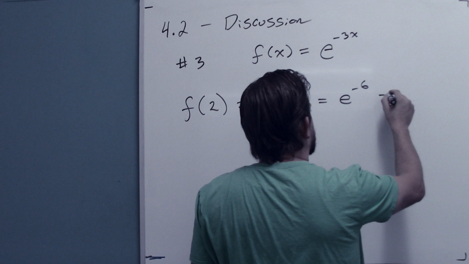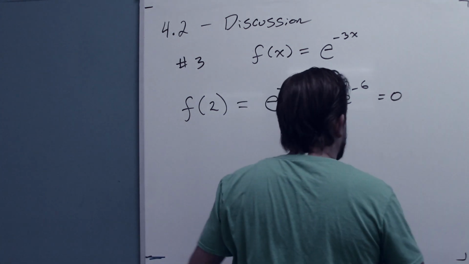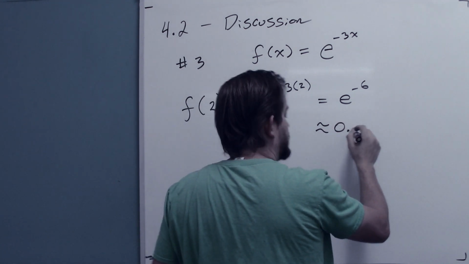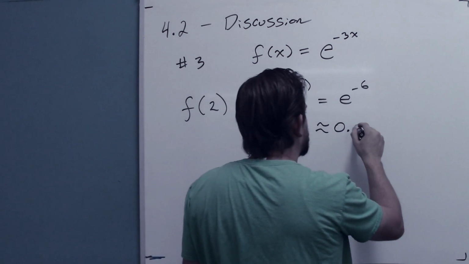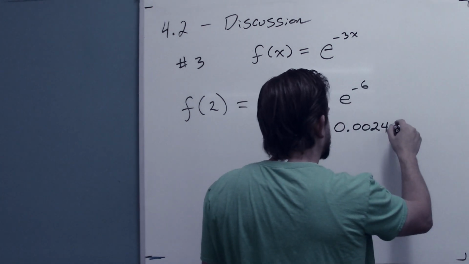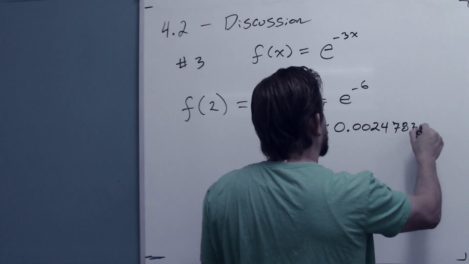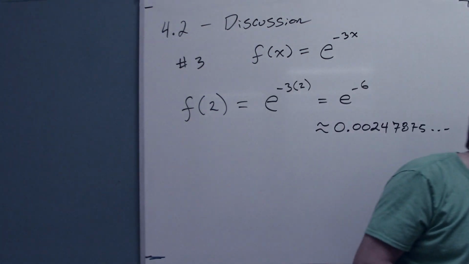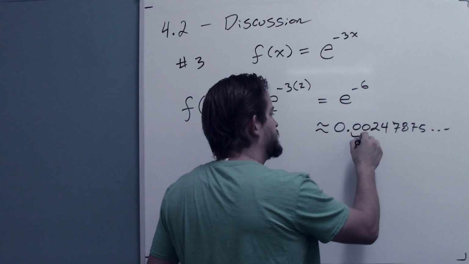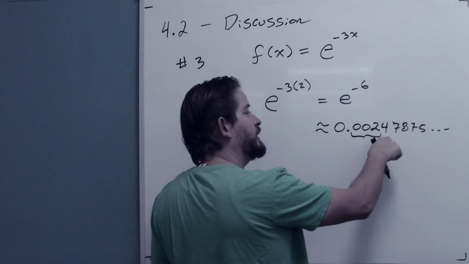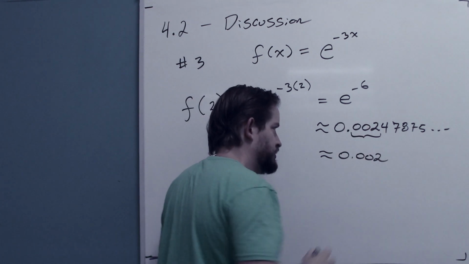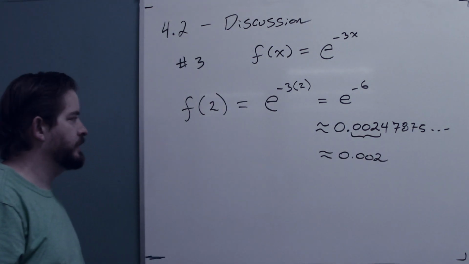0.0024 7875, and it goes on and on and on. Right? The answer is looking for 3 decimal places. So that's 0.002. The next digit is not big enough to justify an increase. So 0.002 is my answer for that one.